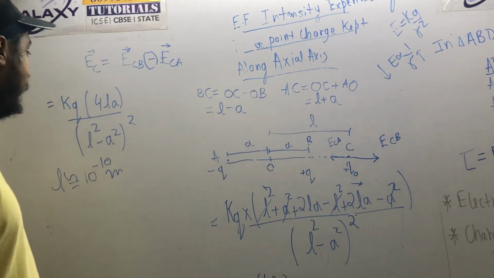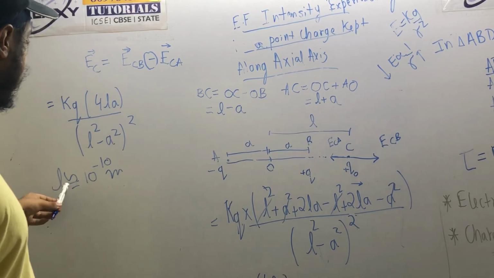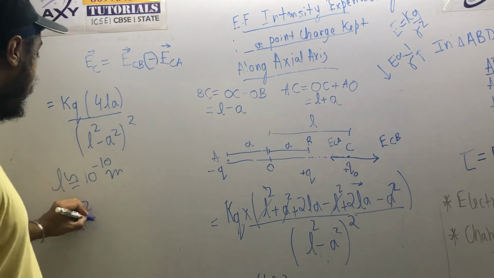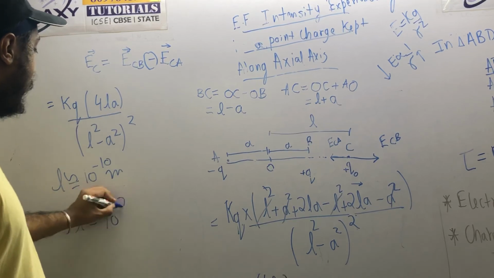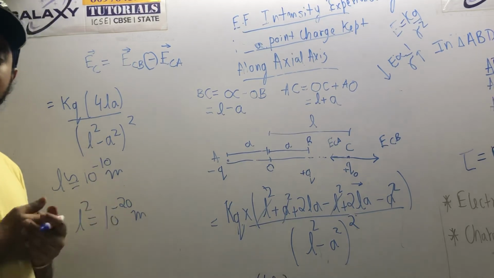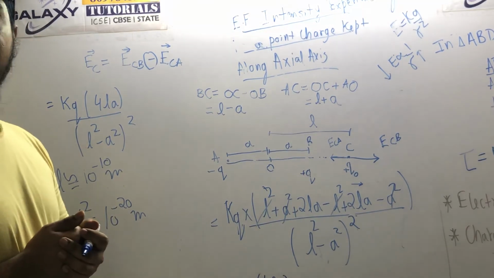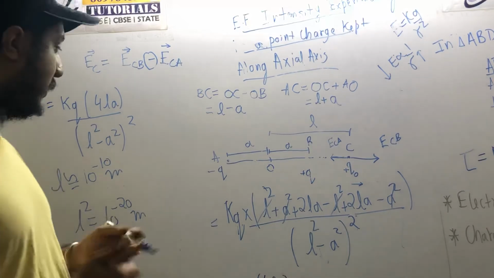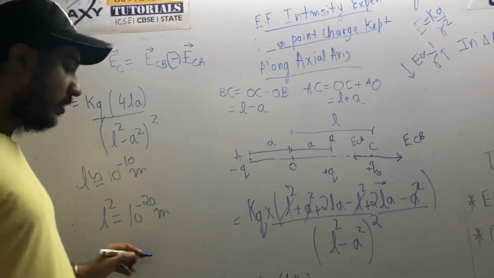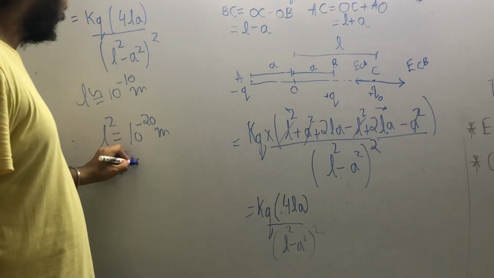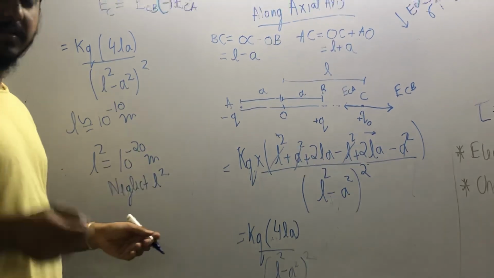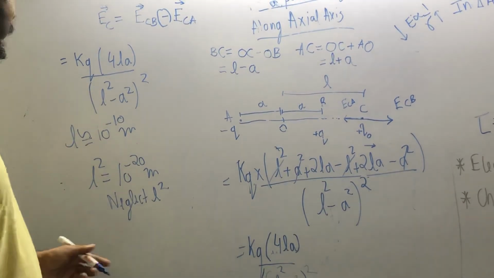So if you square this value, what will you get? You will get 10 raised to the power minus 20 meter squared. So 10 raised to the power minus 20 is even smaller than 10 raised to the power minus 10. This value is even smaller. So you can say that since L is very small and L square is even smaller, you can neglect L square. It is basically for simplicity of calculation that we are doing this.